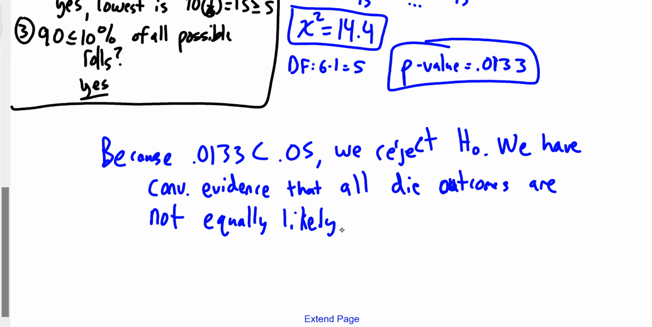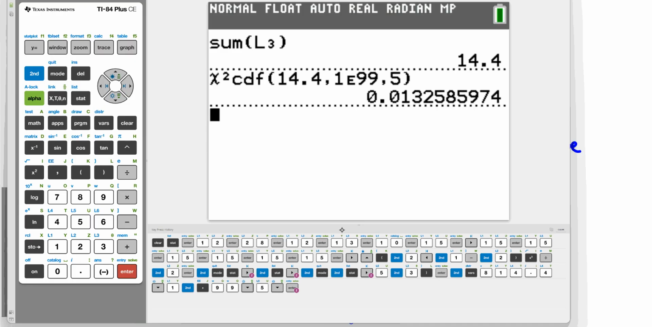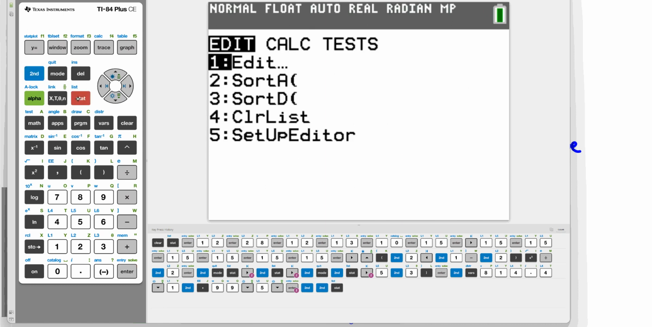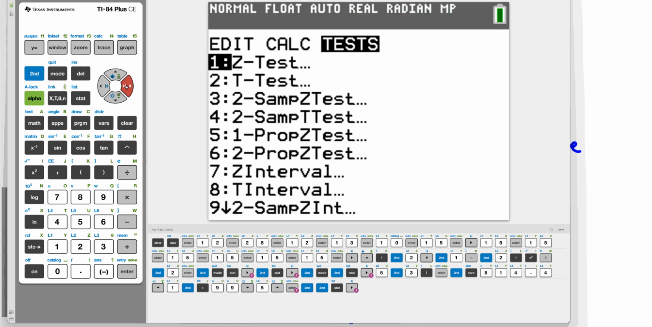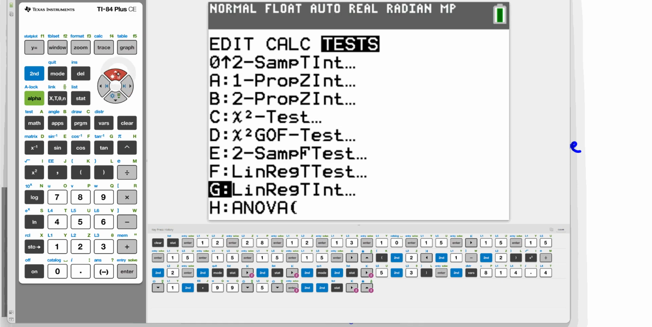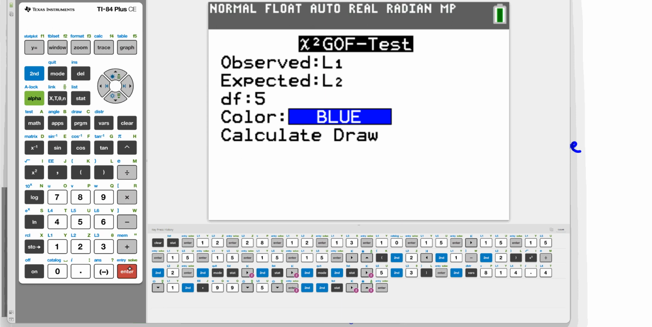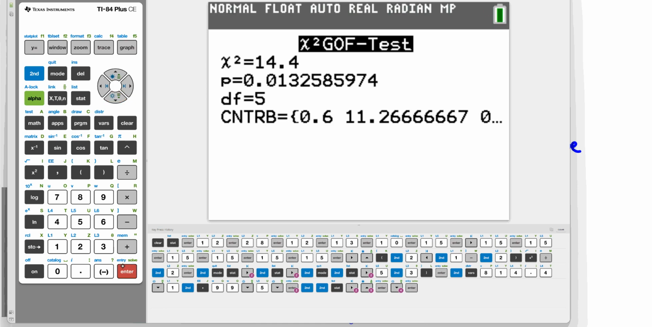So, one other thing I want to point out from the calculator before I let you go here. Now that we've gotten to this point, there is a chi-square goodness of fit test, but I don't know that every calculator has it. If yours has it, it has to be the goodness of fit test. My observed was in list 1, my expected was in list 2, and my degrees of freedom would be 5, because 6 minus 1 is 5. And if I calculate it, it does all that work for me. Chi-square is 14.4. The p-value is 0.0133-ish.